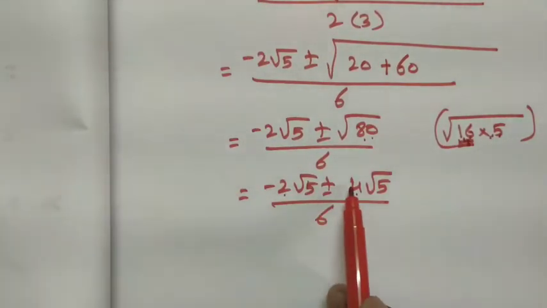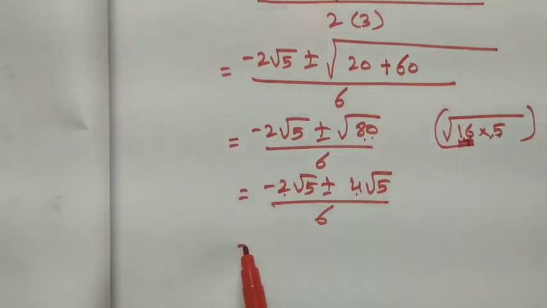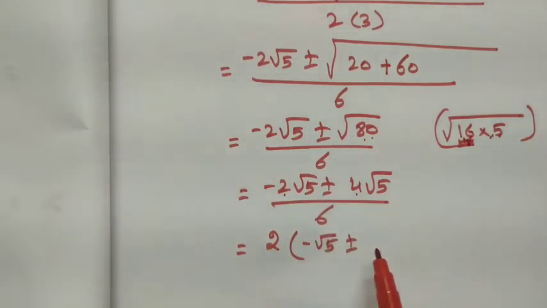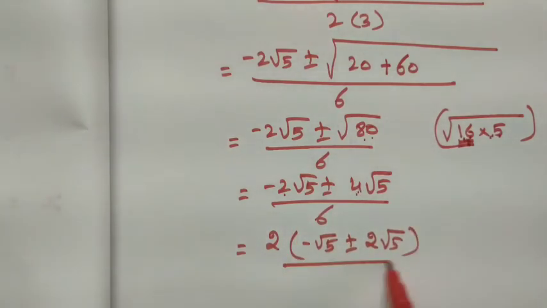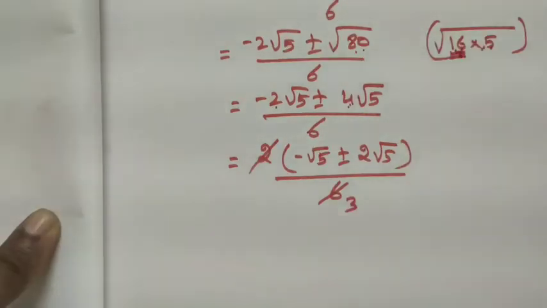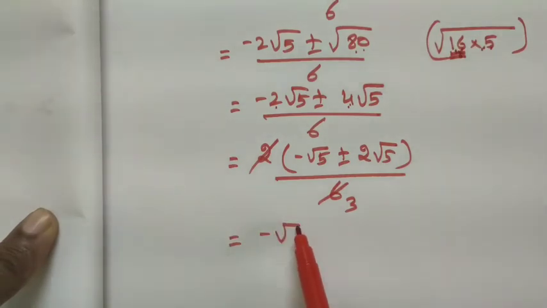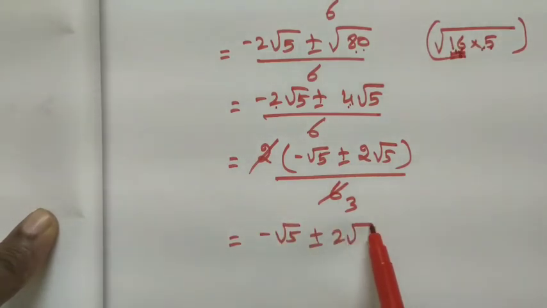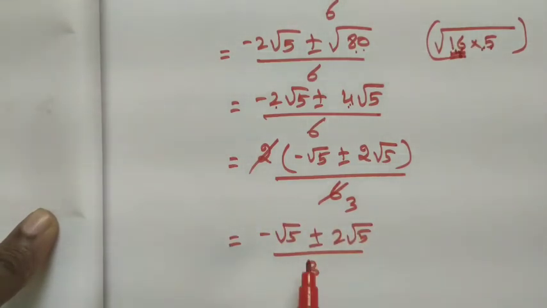See, in both terms we can take 2 commonly outside, right? Inside we have root 5 plus or minus 1, and 2 taken out means 2 root 5 divided by 6. 2 1s are 2, 2 3s are 6. Further, this term is equal to minus root 5 plus or minus 2 root 5 divided by 3. Now we have to split it into two forms, one positive and one negative.